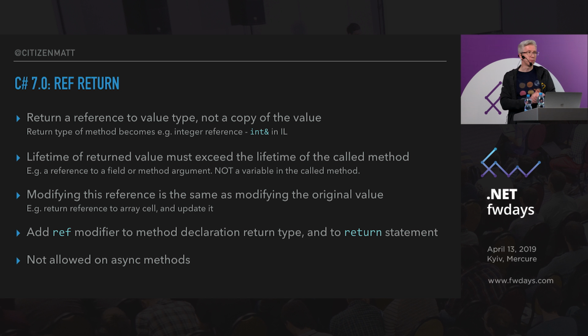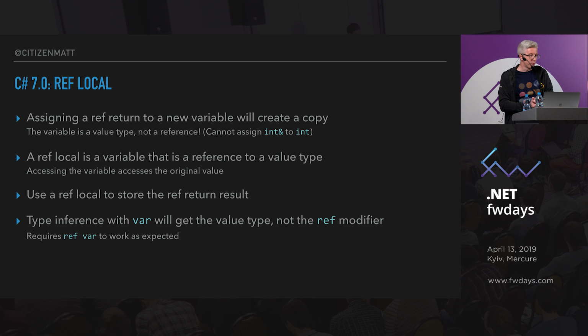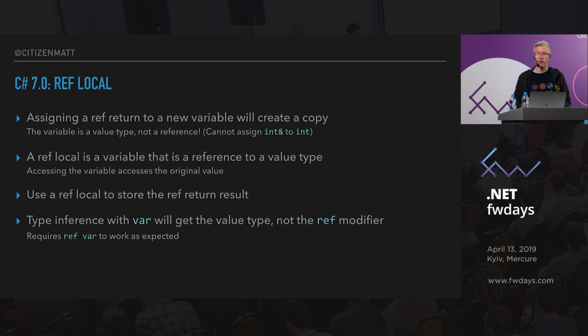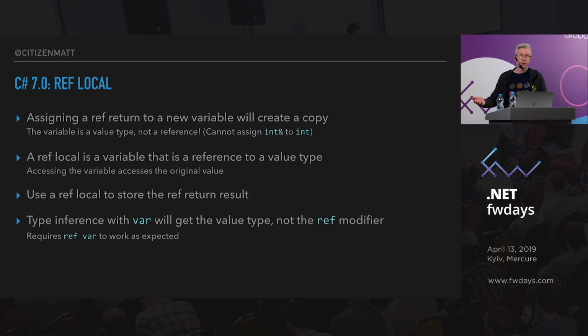The way to use it is to simply add a ref modifier to the method declaration return type and to the return statement itself at the end of the function. But then how do you use it? If I get a ref return back and I try to assign that to an actual variable, that variable is going to be declared as an instance of the value type itself and not a reference, so it'll get a copy. For example, if I'm returning a reference to an int and I assign that to an int, they're two different things, and so it'll end up copying it.